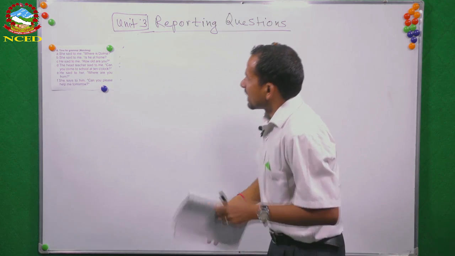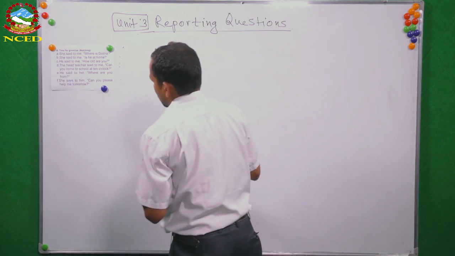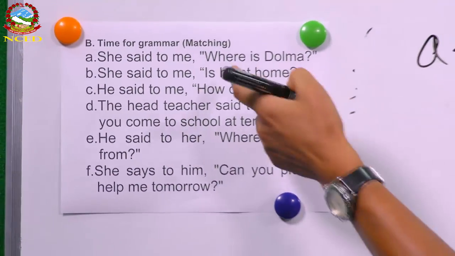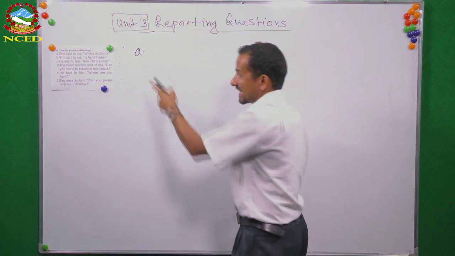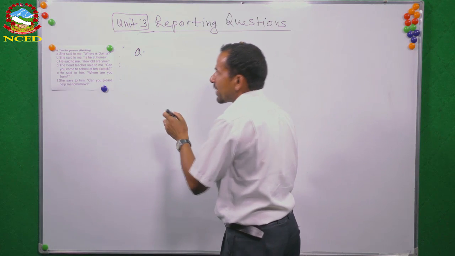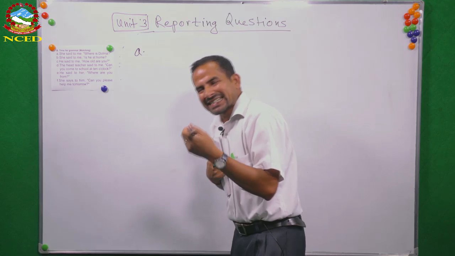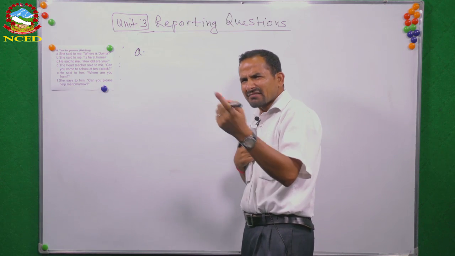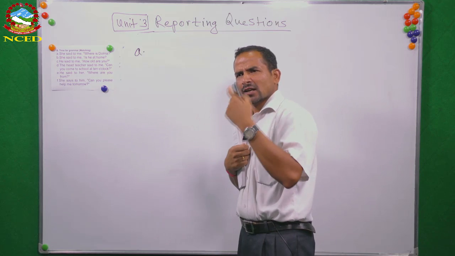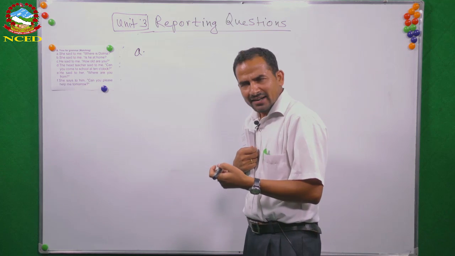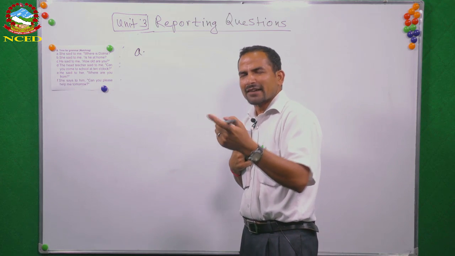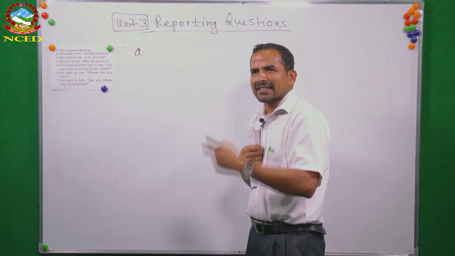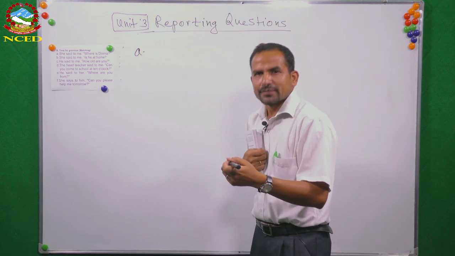So let's see. She said to me, where is Dolma? So let's say number A first. I'm not going to write that sentence, it's there. She said to me, where is Dolma? Do you remember what we did when we reported statements? We generally used said that, told that. And do you remember what you did while reporting commands? Told, suggested, advised, requested, sort of things, right?